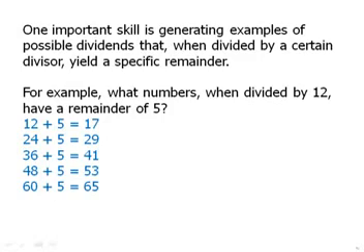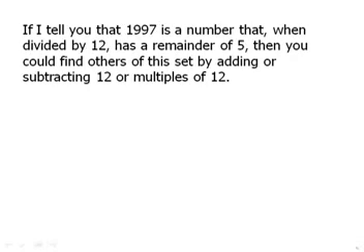And notice we can get from one to the next simply by adding or subtracting 12. So 17 plus 12 is 29, plus 12 is 41, plus 12 is 53. So much in the same way as we can get from one multiple to the next by adding the number, we can also get from one of these numbers to the next by adding the number.